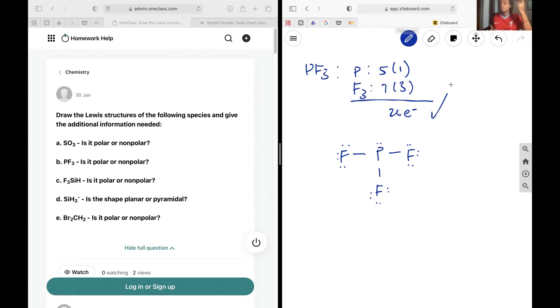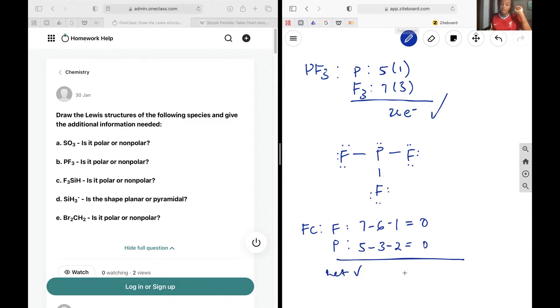Now let's go on to check my formal charges. On each of the fluorines, I have 7 valence electrons minus the 6 it has in lone pairs minus the 1 it has in each bonding pair, and that is going to give me a formal charge of 0. On my phosphorus, I have 5 minus the 3 it has in bonding pairs minus the 2 it has in lone pairs, and that is also going to give me 0. And so my net is correct, and it has indeed been minimized. I can't minimize it past 0. So that is going to be my best Lewis structure.